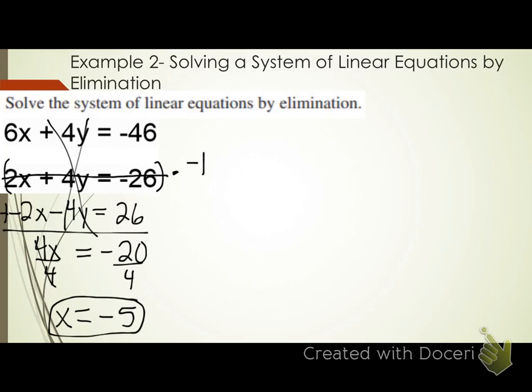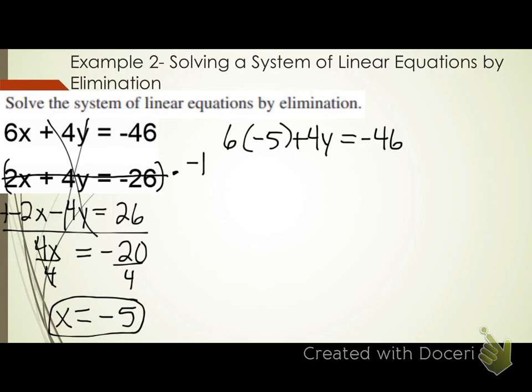Now I need to take this, plug it into one of my originals. I have 3 equations to pick from. One of my 2 originals, and the equation I got after I multiplied by negative 1. So do you guys want to plug into first, second, or third? First. So I'll do 6 times negative 5 plus 4y equals negative 46. Is there any confusion so far up to this point that I need to stop and clarify even more?